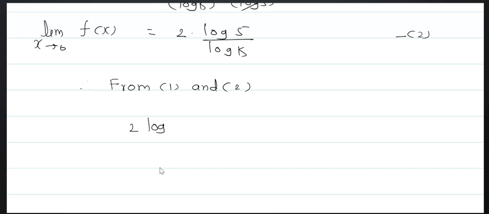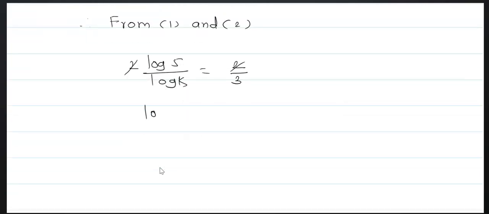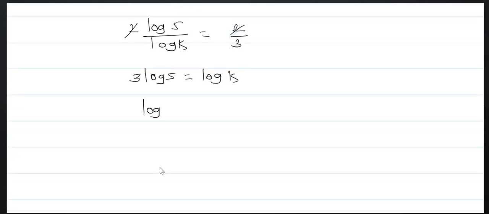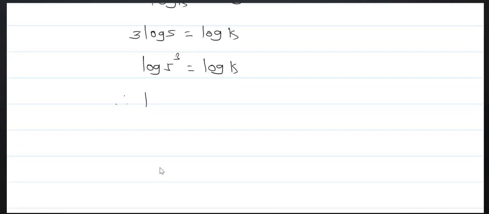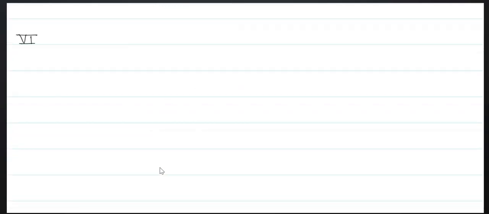It's given. Therefore from 1 and 2, 2 log of 5 upon log of k is equal to 2 by 3. 2 gets cancelled. Therefore 3 log of 5 is equal to log of k, that is log of 5 raised to 3 is equal to log of k. That is k is equal to 5 raised to 3, which is equal to 125.